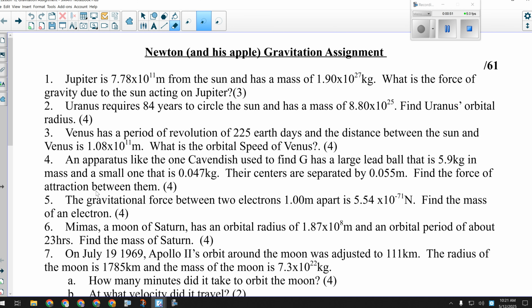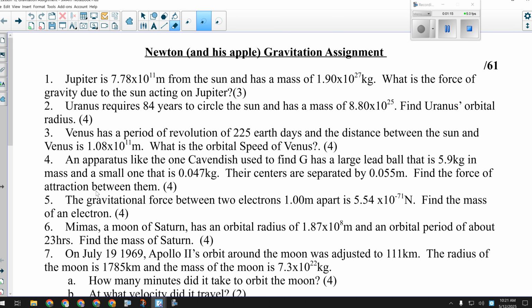Sometimes people do. It does tell you that Uranus requires 84 years to circle the sun, and they are giving you the mass of Uranus. Find the orbital radius. As I said, more than one way to do that. And remember that Uranus does in fact orbit or circle the sun.